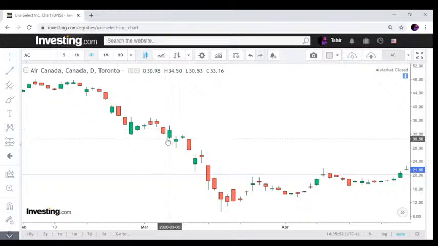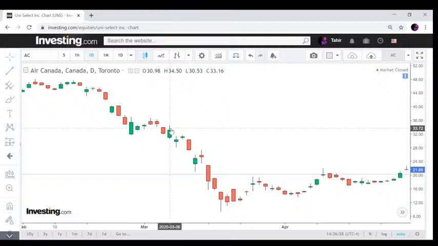This whole green rectangular box is called the body of the candle. And these sticks going up and down, the downward one is small and this is the big one, we call the wick. This is the upward wick, this is the downward wick. This upward wick shows, if you can see the price here, 34.59. This was the highest price on this day. This is the 3rd of June 2020, and on that day Air Canada stock made a high of 34.59. I think that was March.